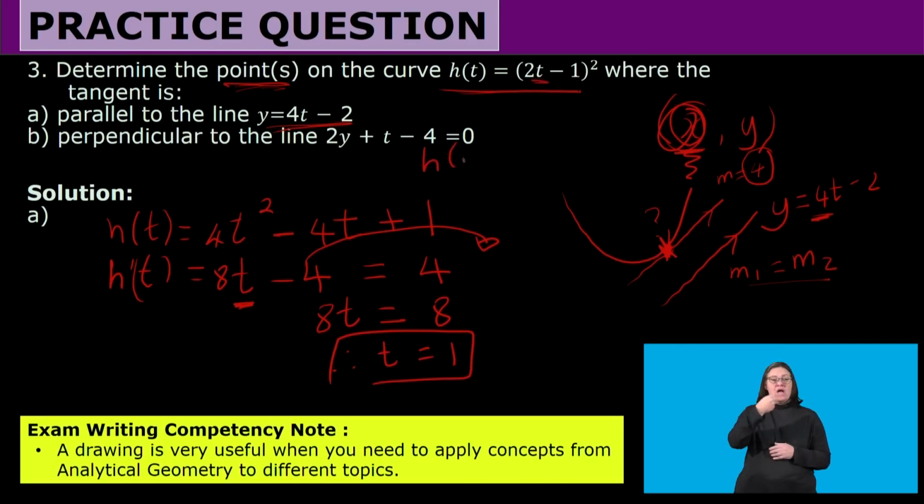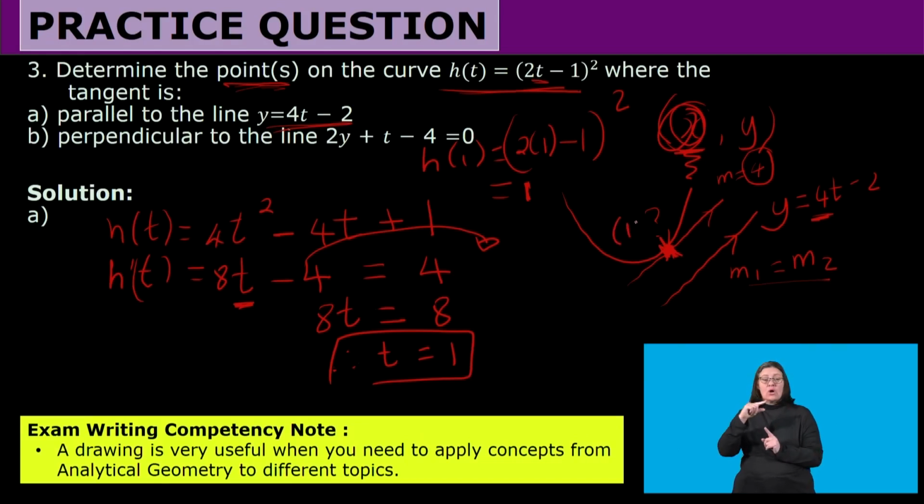So h of 1 is going to be equal to 2 times 1 minus 1 all squared. You see, I'm substituting into the equation that they gave me. I'm not substituting into the one I've squared out because it's quicker this way. All right. 2 times 1 is 2. 2 minus 1 is 1. 1 squared is 1. So therefore, what have I found? I found that the point of contact between the tangent and this parabola is the point (1, 1). Have I answered the question? Yes. I found the point where the tangent, which is parallel to this line, meets your curve.